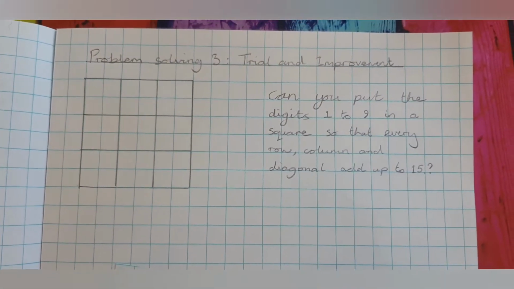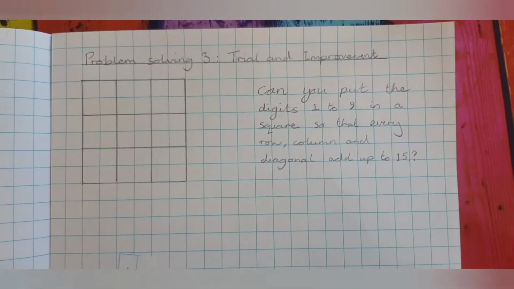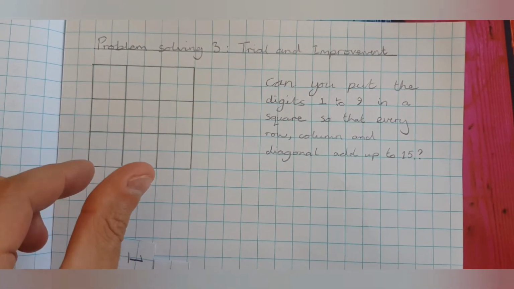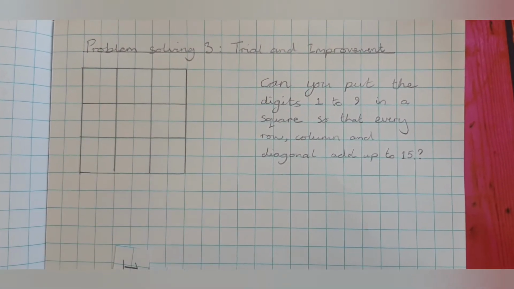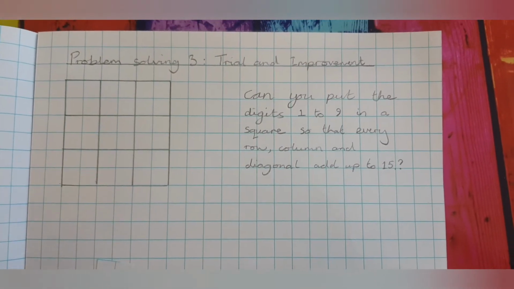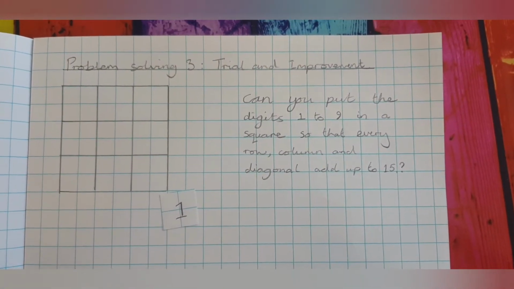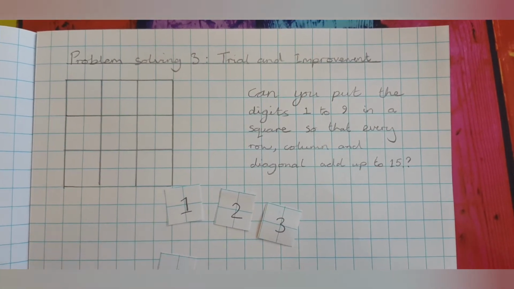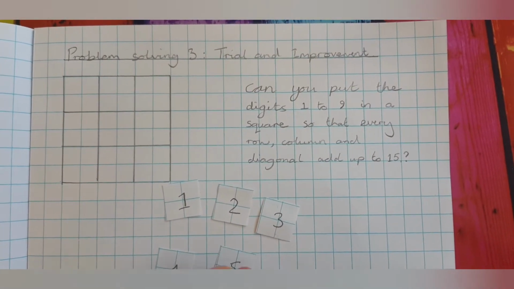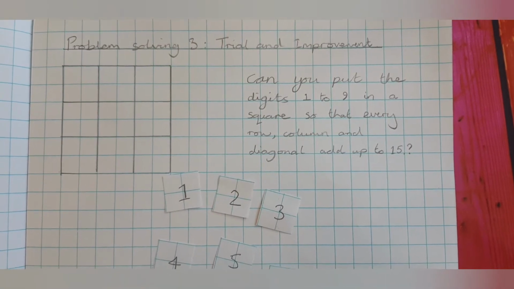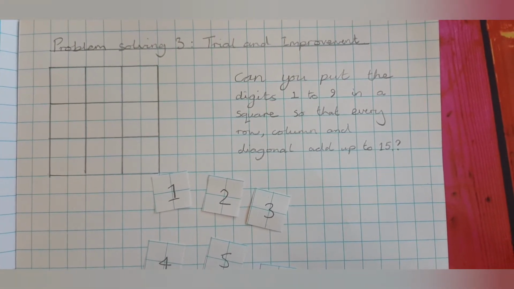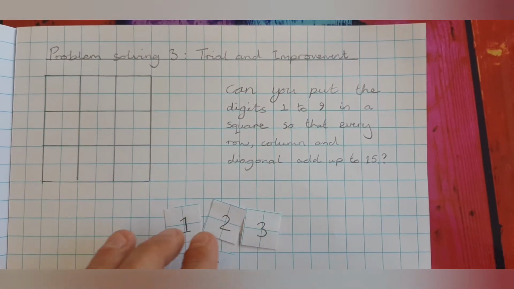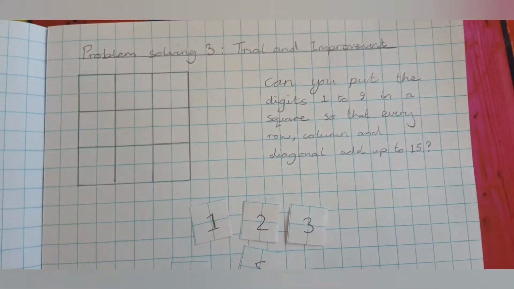Because we're doing trial and improvement, that means that we're going to start with an idea and we're going to be moving numbers around to improve them. I thought an easy way to do it is to use the same numbers as we used last week, and that way, rather than writing out lots and lots of grids and numbers, you can just move these little squares around. Okay, so trial and improvement.